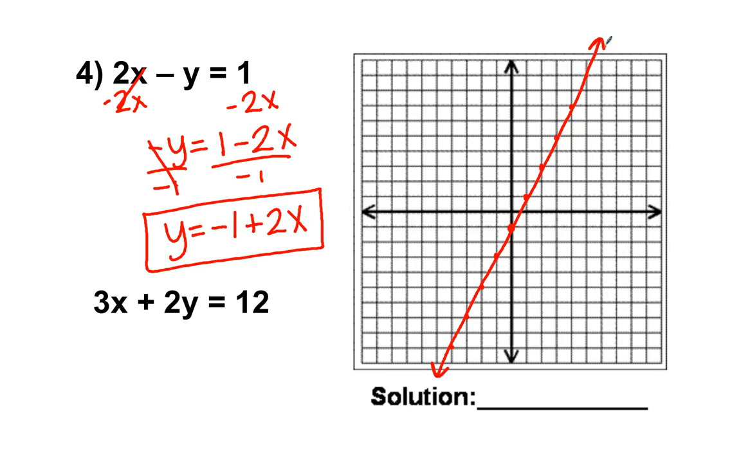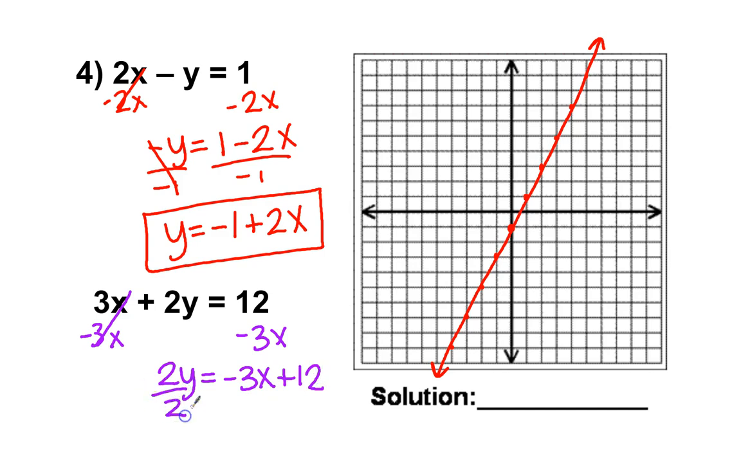Love it. I have a line. It's amazing. Now we do the next one. So I'm going to subtract 3x. I'm going to put my x first. It just makes me feel better. I like it. And a positive 12.